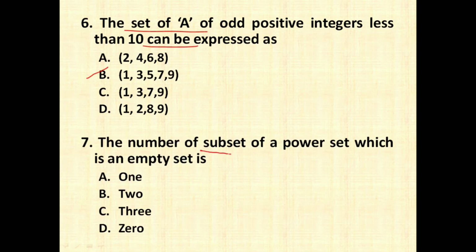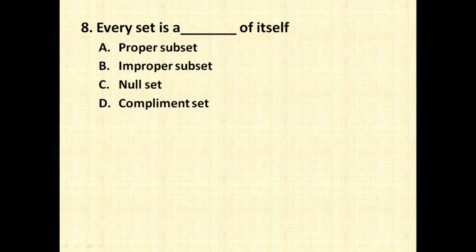The number of subsets of a power set which is an empty set is. So it is always equal to option number A, 1. Every set is a dash of itself. So every set is an improper subset of itself. Option number B is going to be the right option.